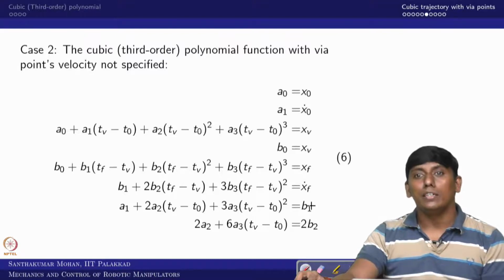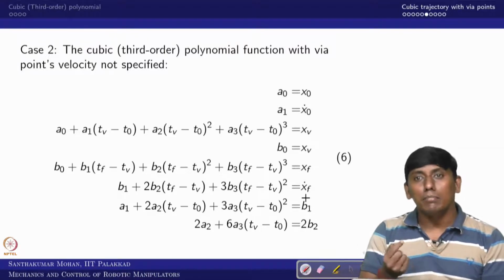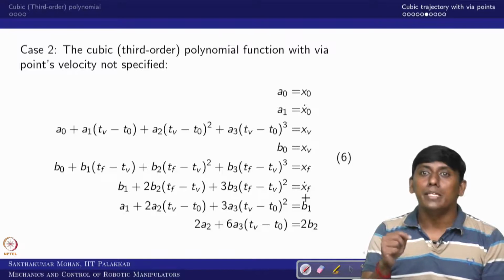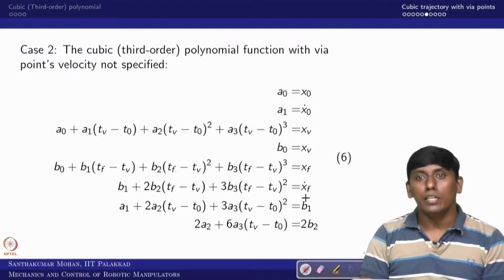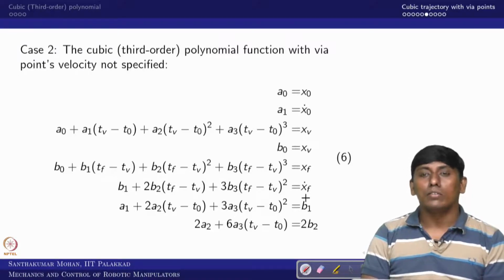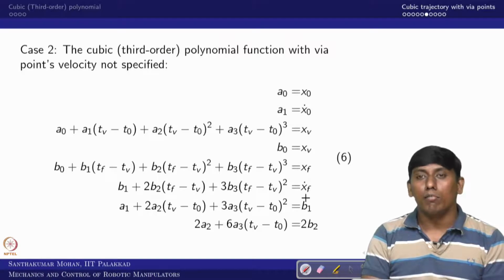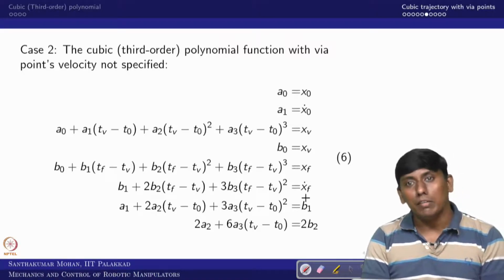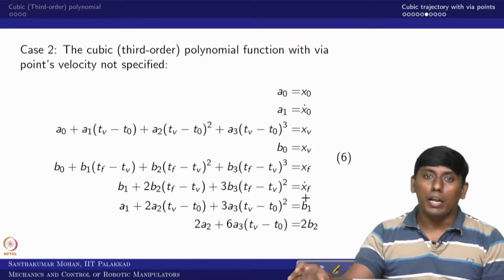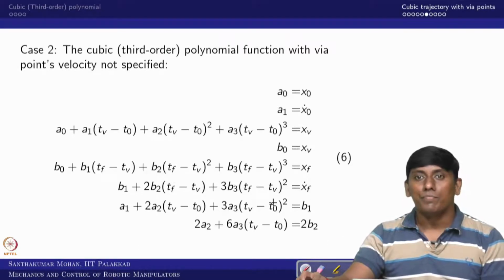For that, we take the first segment's final velocity as equivalent to the second segment's initial velocity. In that case, if we assume the second segment gives the initial velocity, we start from 0, and the first one ends at TV. Then you will end up with an equation like this. Okay, so now this equation is added.